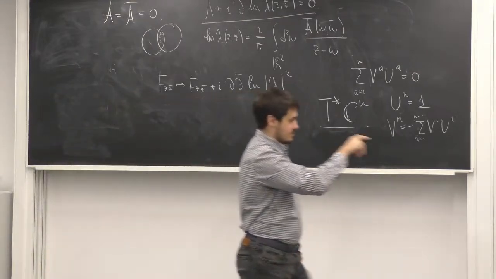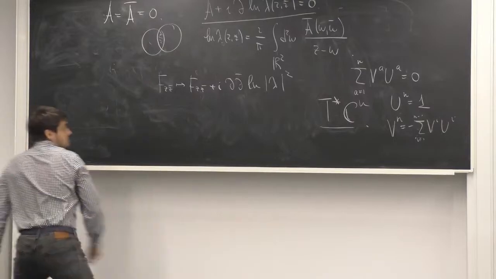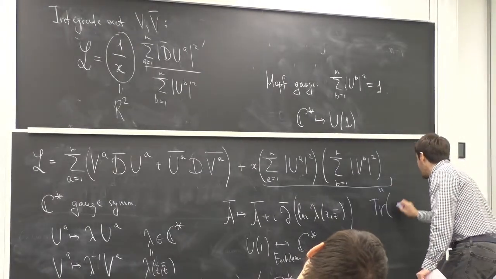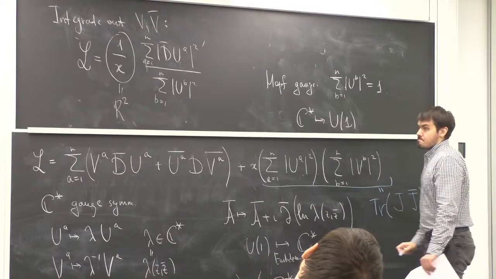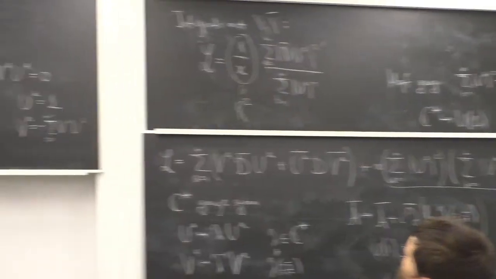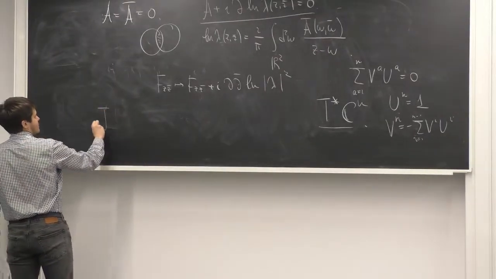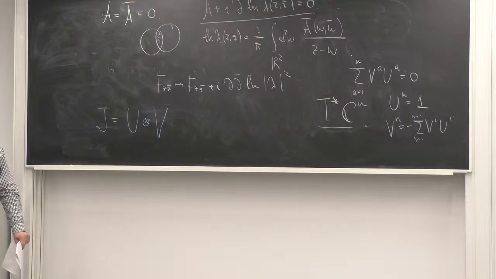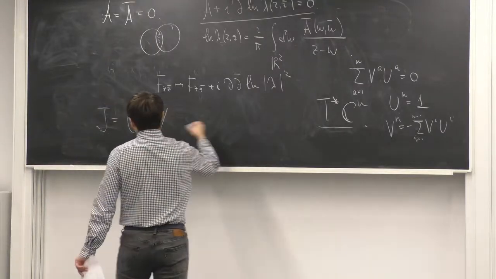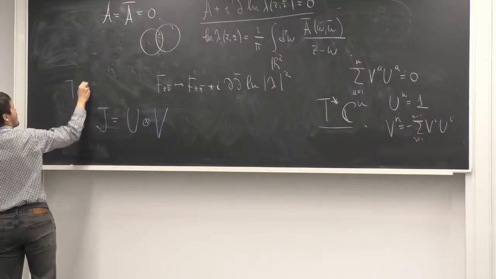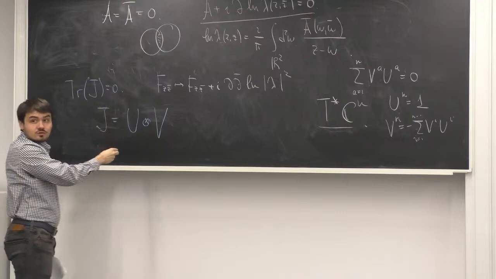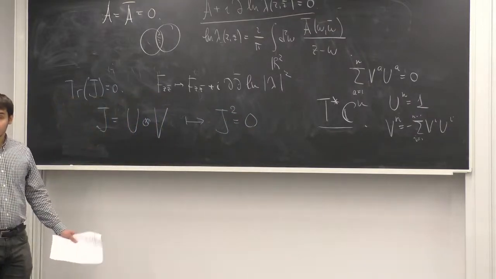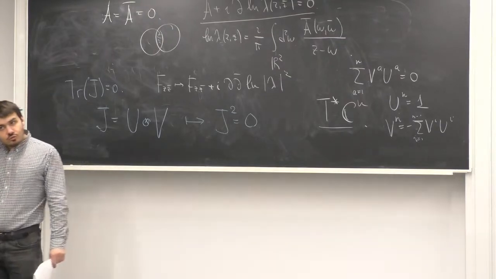The interaction term here can be written as a trace JJ bar, where J is a matrix. It's a kind of Kac-Moody current of the free system. It is U times V. It's a holomorphic variable. And you have the constraint that its trace is 0, right? And now you see that J squared is 0. More, it's rank 1. But I mean, J squared is 0. That's the relation to nilpotent orbits.